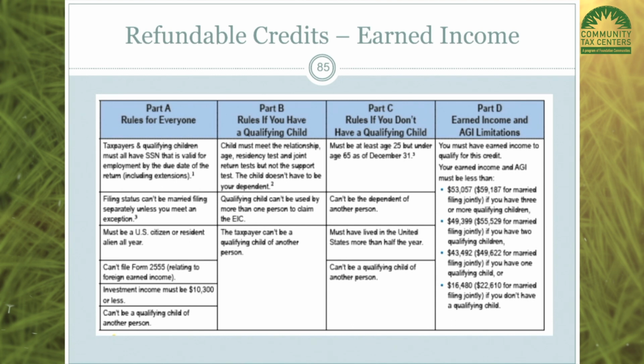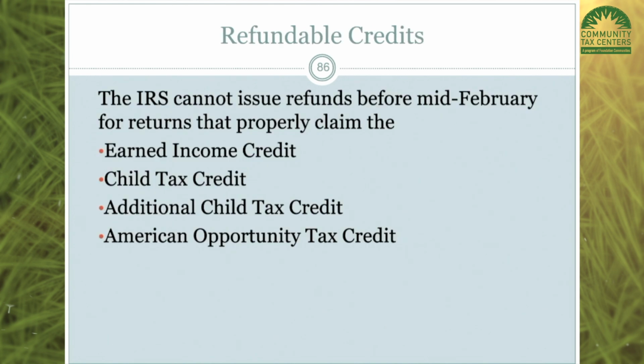The IRS cannot issue refunds before mid-February for returns that properly claim the earned income credit, child tax credit, the additional child tax credit, and American Opportunity Credit. So for those individuals that, with the PATH Act, have any of these credits listed on the tax return, we can start filing their return and submitting it January the 23rd. It typically takes about 2 to 3 weeks to process an electronic return. But again, if it has one of those credits on there, the IRS will not start processing it until mid-February. So they won't see their refund until late February.